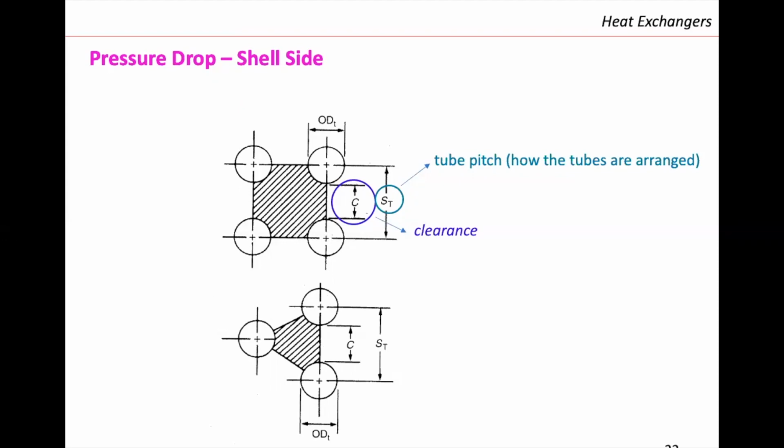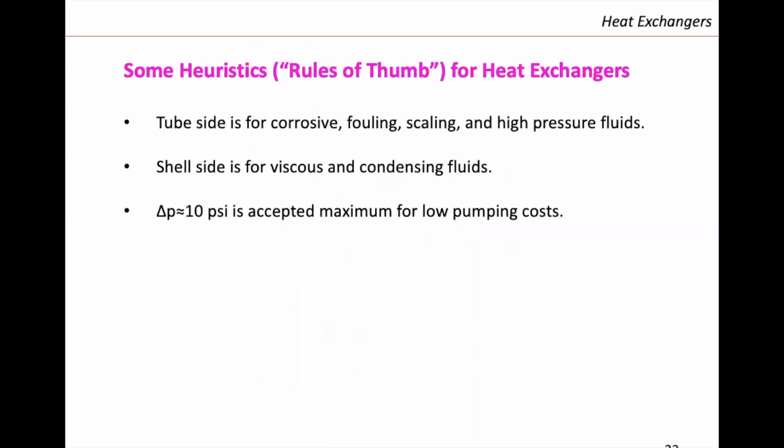Now I'm giving you a big picture of what a shell and tube heat exchanger is. Some heuristics and rules of thumb that you might need to have in mind when designing heat exchangers. And again, you can find this in your chapter 12 for heat exchangers. On the tube side, you typically must place the corrosive, fouling, scaling, and high pressure fluids. Why? Why do you think you have to put the corrosive fluids inside the tubes?